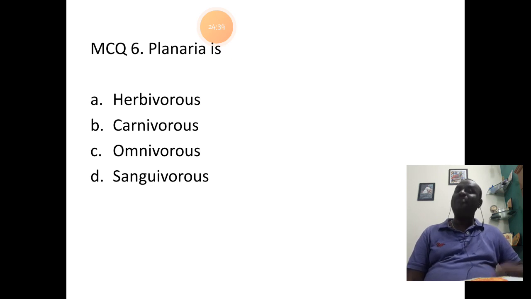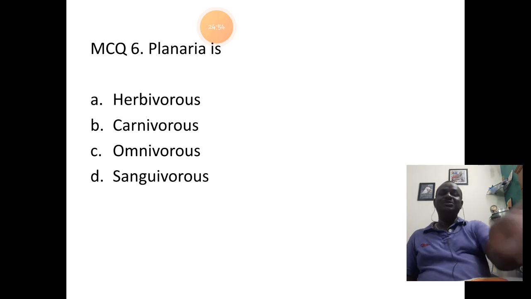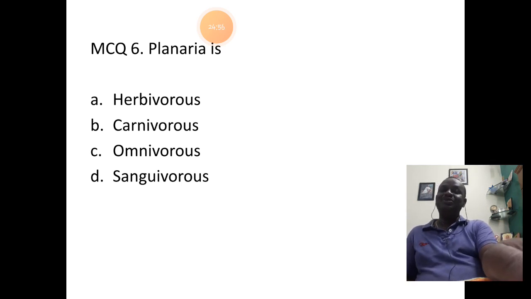Planaria is herbivorous, carnivorous, omnivorous, sanguivorous. Herbivorous means it will feed on plants only. Carnivorous means it will feed on other animals. Omnivorous means it can feed on anything. Sanguivorous refers to feeding on blood. So it is carnivorous. Answer is B.